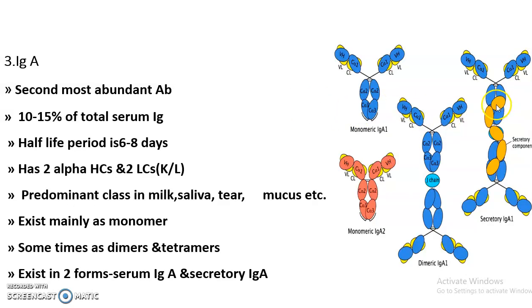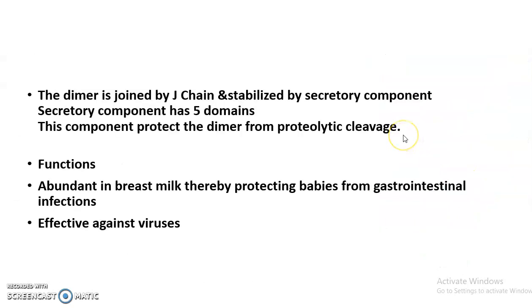And this is the secretory component. These yellow colored domains form the secretory component, and the secretory component contains 5 domains and it protects the IgA dimer from proteolytic cleavage. The functions, it is abundant in breast milk, thereby protecting babies from gastrointestinal infections. It is effective against viruses.